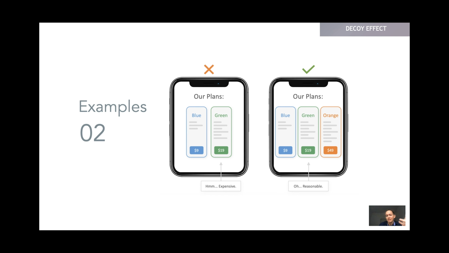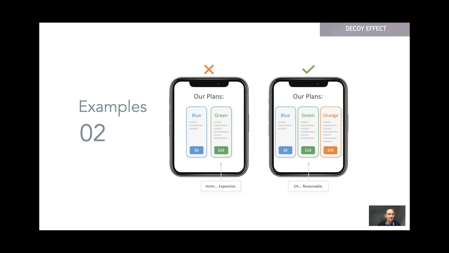Same with plans, signing up for gym memberships, for website hosting, whatever. If you have only two plans, blue or green, two options, you say, okay, the green one seems too expensive to me right now. That's the max plan that they have. I don't need a max plan. If you add another plan that's even more expensive, then you go like, okay, well, I guess the green one is reasonable because it's not as expensive. So, okay, I'm going to pick this one. So that's the decoy effect.